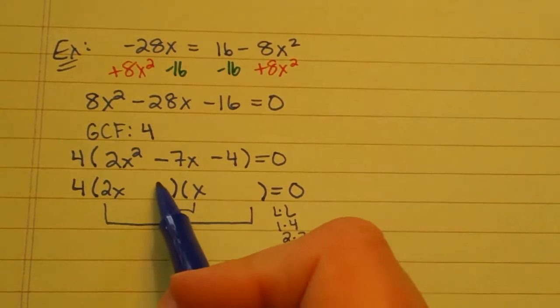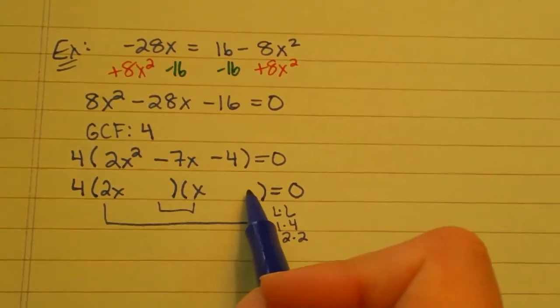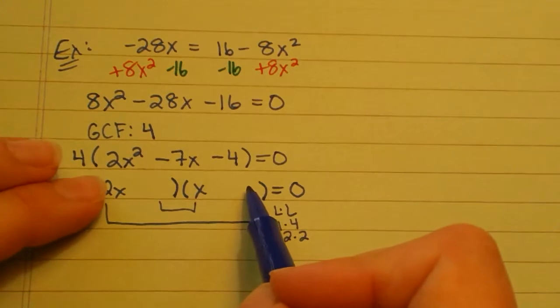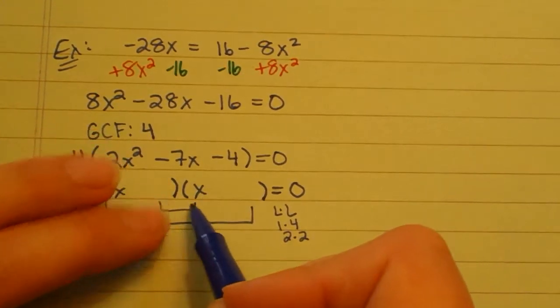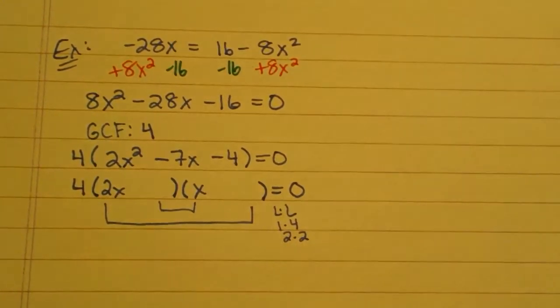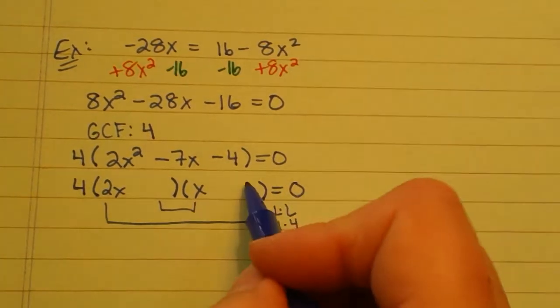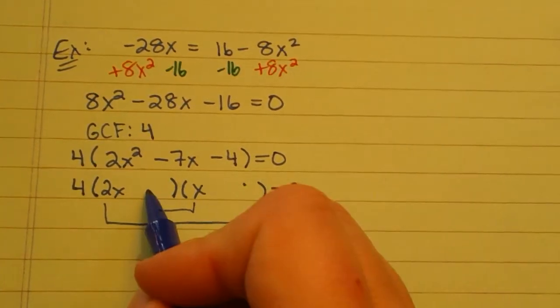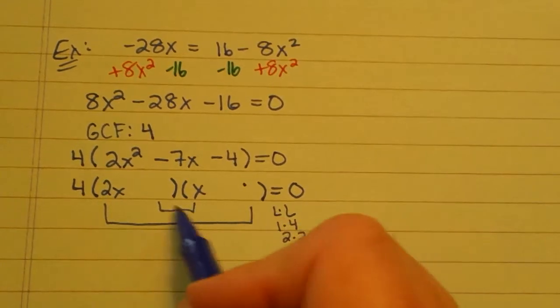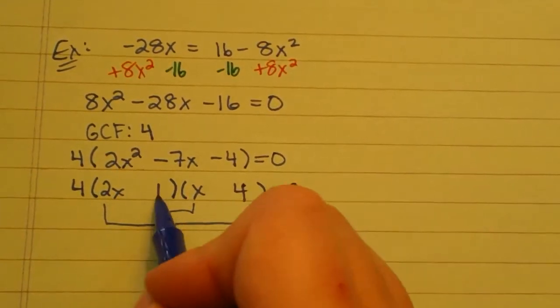If I use 2 and 2, I'll end up with 2x times 2 will be 4x. 2 times x will be 2x. The difference is only 2x. If I put a 4 and a 1, I would have 8x and x, so that's going to work. So we'll have a 4 here, 1 here.